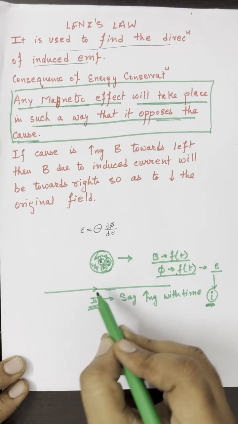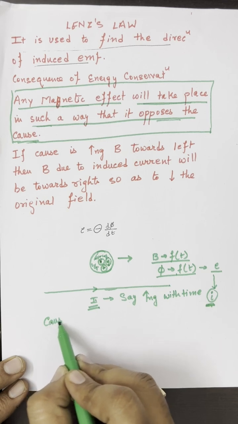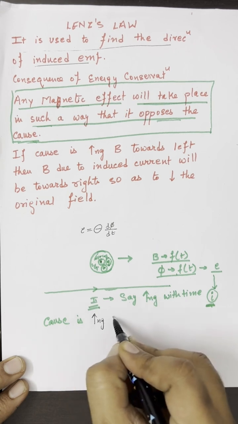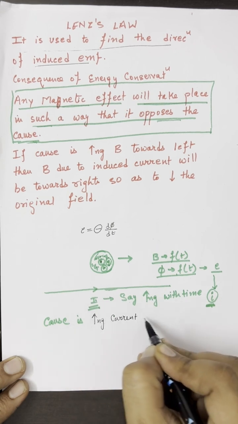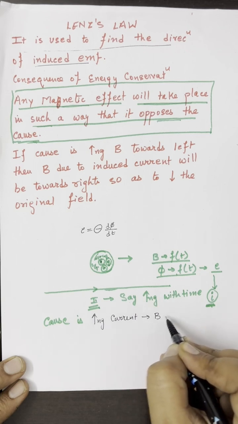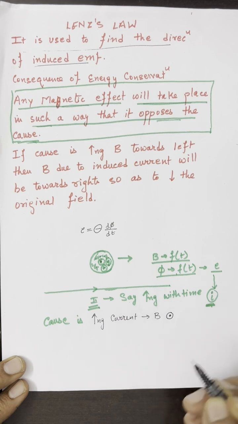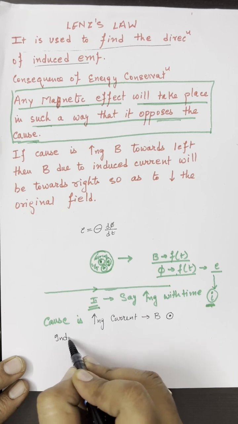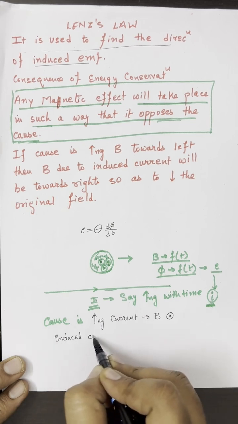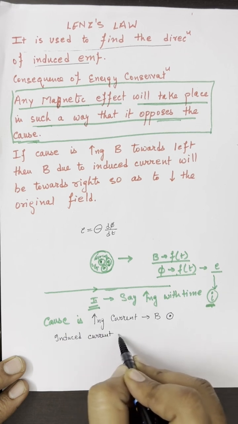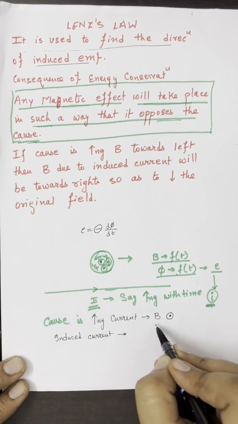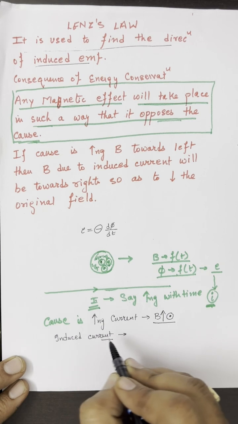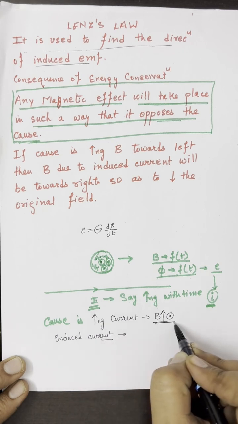Now what is the cause? Cause is increasing current. And this increasing current is causing an increasing magnetic field out of the plane of the paper. So this induced EMF, which is the effect, or I can say induced current, what does it want to do? Induced current will try to decrease this field. It is an increasing field, so induced current will produce a magnetic field which will try to decrease it.